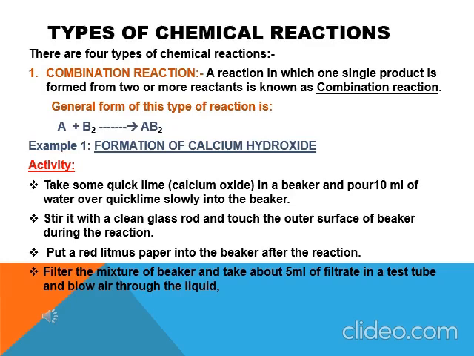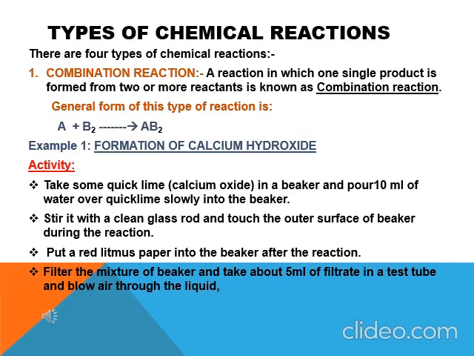So the very first example of this type of reaction is the formation of calcium hydroxide. The formula of calcium hydroxide is Ca(OH) whole twice. You all will know this formula, Ca(OH) whole twice, that is calcium hydroxide.